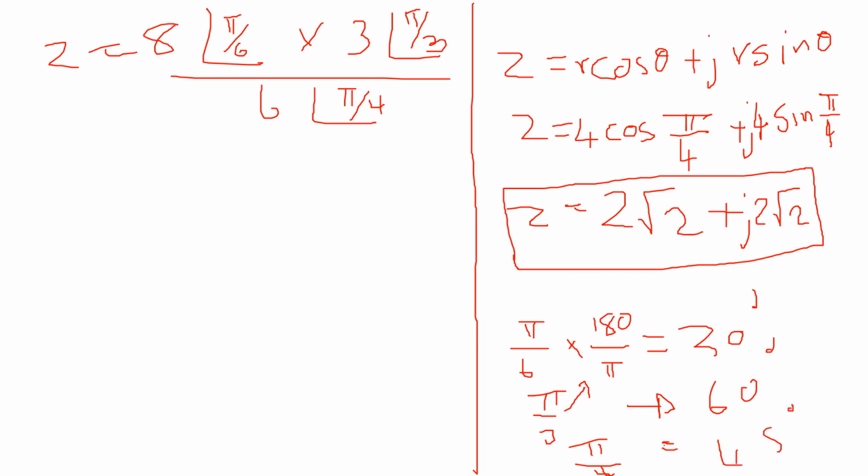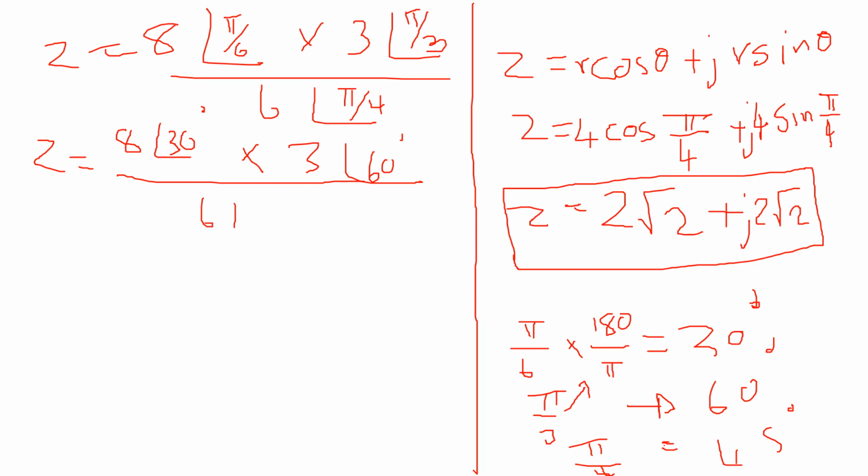So what you can simply do, you can convert the angles first, and then you write your new expression to say now you have 8 at an angle of how much? Remember, it's going to be 30 here. Pi over 6 is 30, multiplied by 3 at an angle of pi over 3, which is going to be how much? 60 degrees. All divided by 6 at an angle of pi over 4, which is how much? Which is 45. And then when you are here, you can just simplify, and you don't have to convert your calculator to radians.